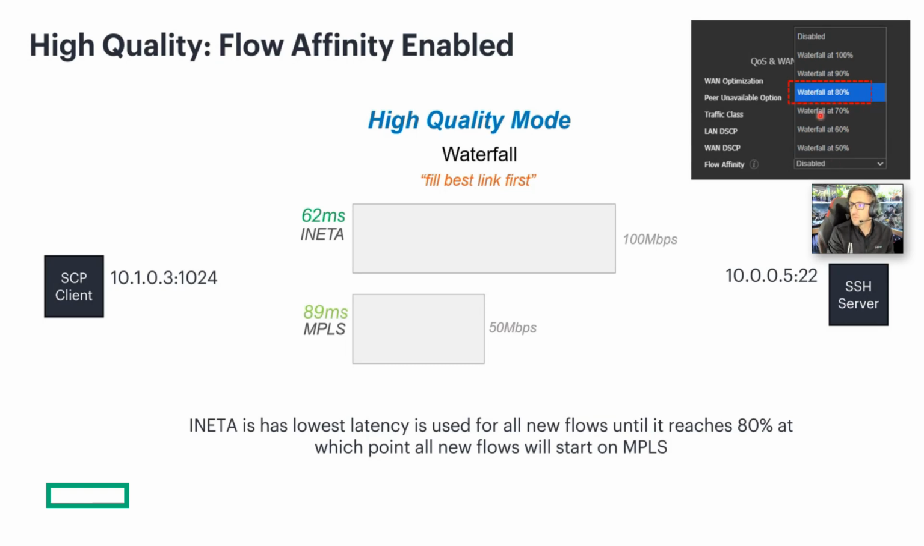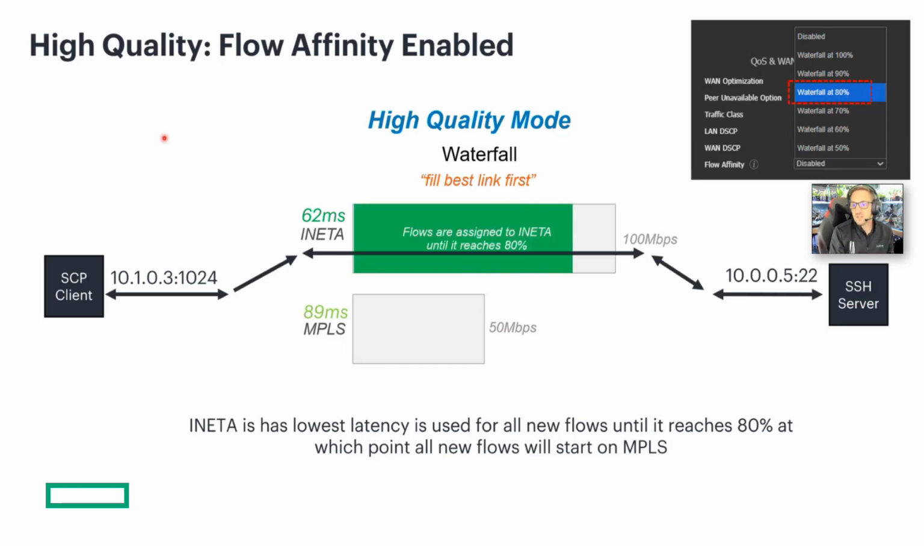You can pick which one of these waterfall thresholds. We have 80% set. What will happen is that SCP client is going to communicate with that SCP server. Once INET-A reaches 80%, that flow can keep right on going and fill the rest of that link, but it can't spill over onto MPLS. That's it. That SCP client from port 1024 to port 22 on the SSH, that is stuck to INET-A. If it fills up, that's fine.